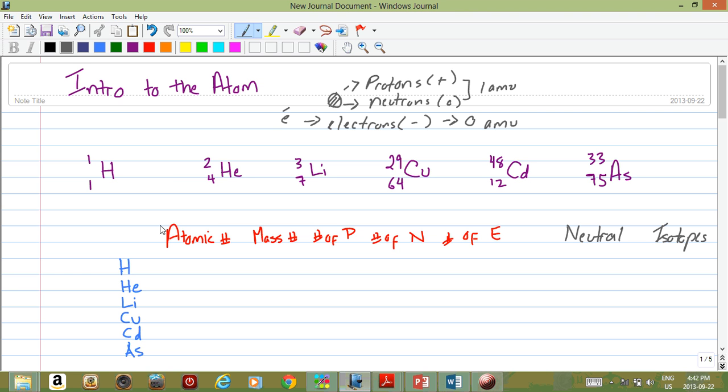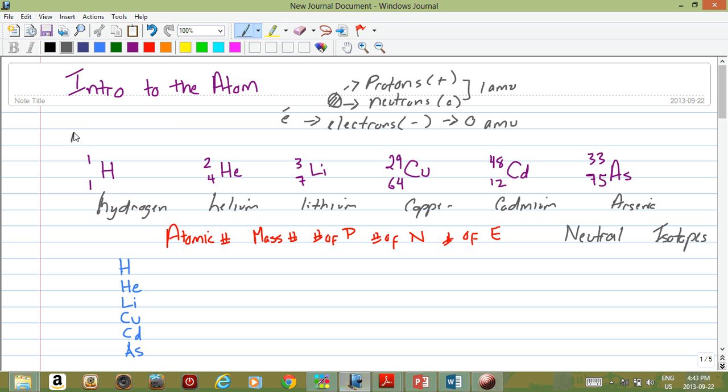Now, for understanding the symbols of atoms, each atom has its own symbol. So this is hydrogen, right over here. This is helium. This is lithium. This is copper. This is cadmium. And this is arsenic. You'll notice that each symbol has two numbers.